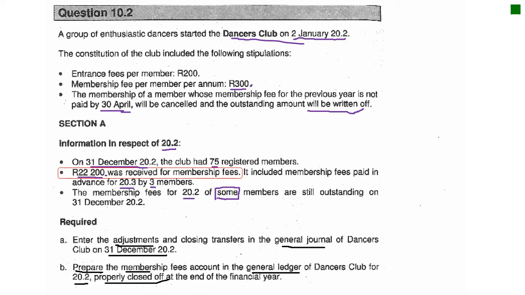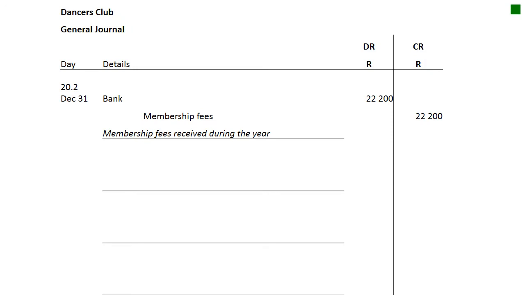So the first entry we're going to put in this question: there are no opening entries to be reversed because we started this club only on the 2nd of January, the beginning of the current year. The next thing we're going to do is record the transactions for the year. First we record the 22,200 that was received. The journal entry for that on 31st of December 2002, and again please make sure you put in dates: debit bank, credit membership fees, that's income. We'll credit the income account with 22,200.